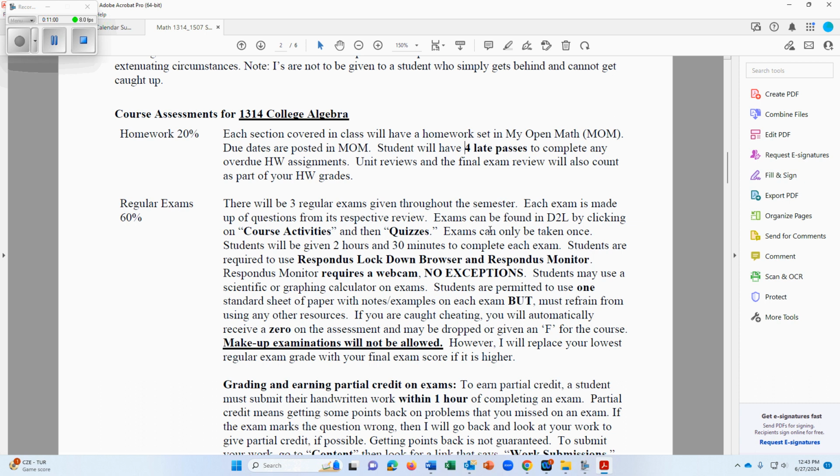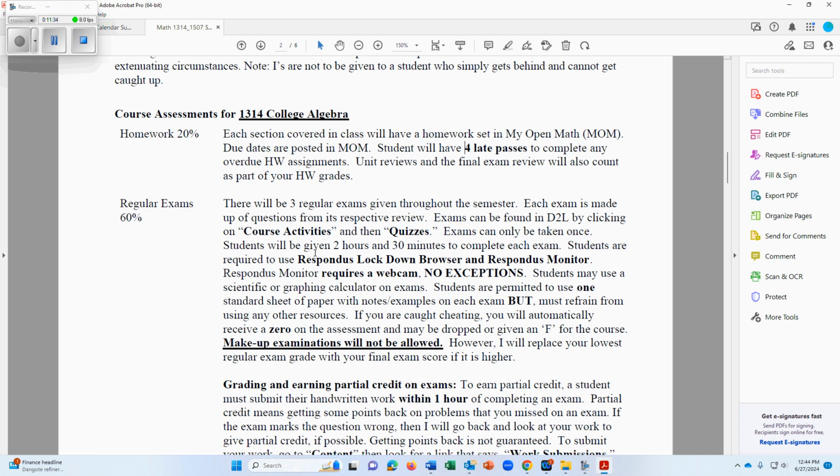Okay, now when you're in D2L, it's going to show you that you can take it an infinite amount of times. And what that's about is being able to access the exam. You can access it an infinite amount of times. And the reason I do that is in case something happens and you get knocked out and you have to log back in. Okay, but you can access it an infinite amount of times, but you can only take it once. You can only take the exam once. You'll be given 2.5 hours, which should be plenty of time to complete the exams.